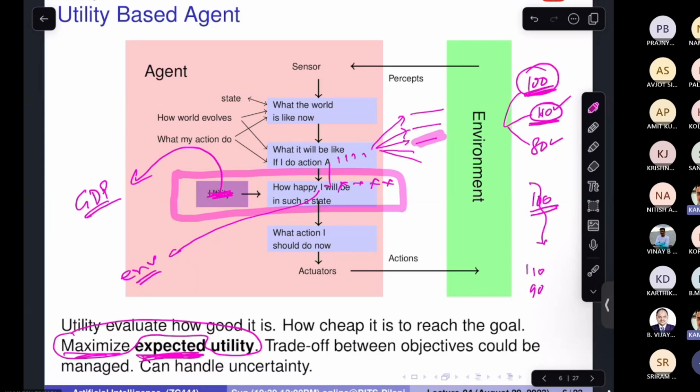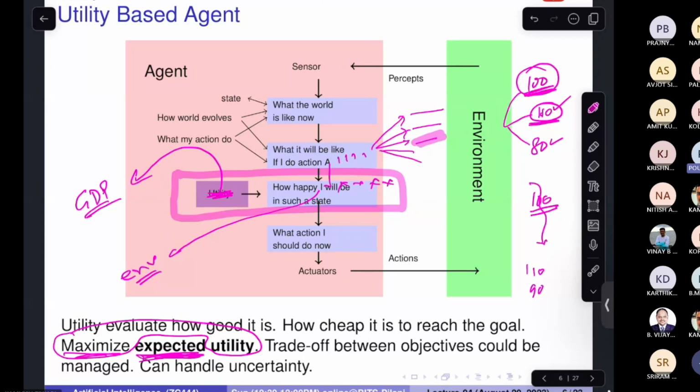Akshay, do you have any question? Ritesh, just picking random names. Don't get offended. Jitin.